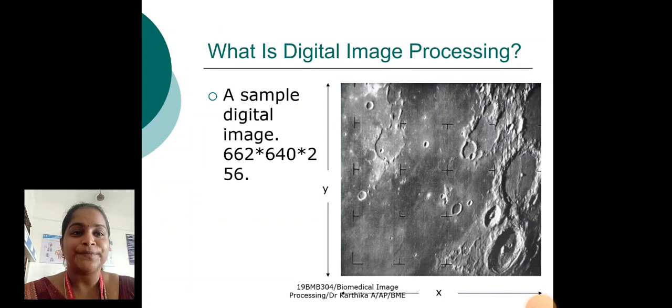First one, what do you mean by digital image processing? Here it shows a sample digital image which contains 662 cross 640 cross 256 pixel size, and in this sample image it shows the x and y components of an image. Normally the image is taken from a natural source, or it can be any medical or any images from outside we can take.